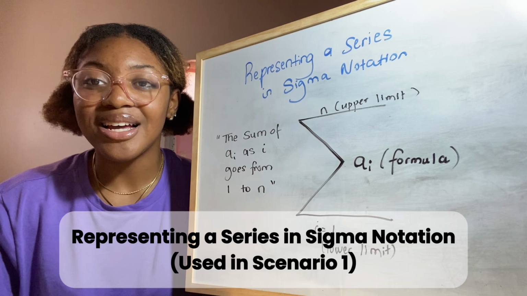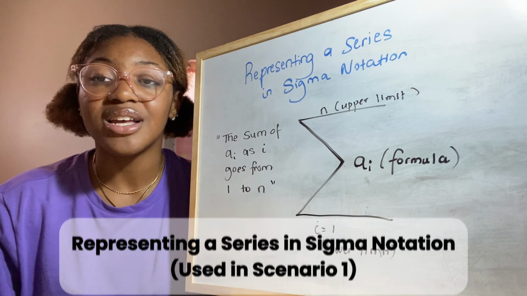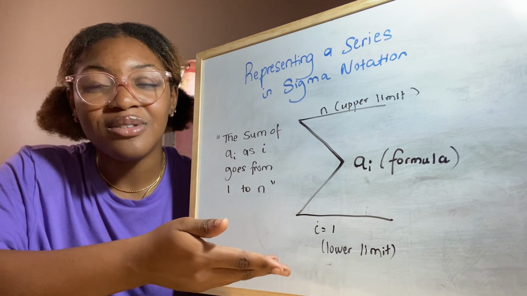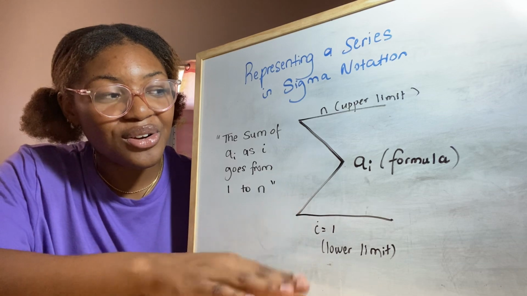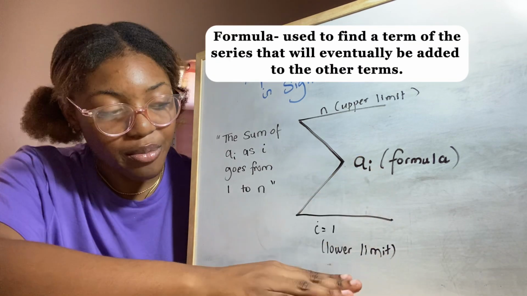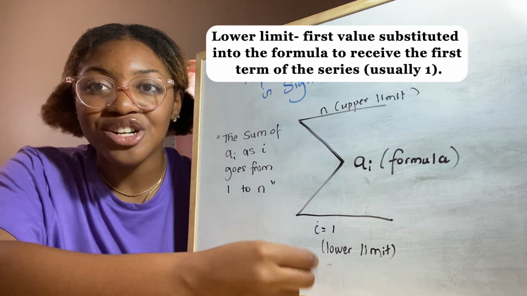Before we get into the examples involving this first scenario, let's have an understanding of how to represent a series in sigma notation. Right here, we'll have our sigma notation. In the middle, you'll notice that we'll have our formula. At the bottom, we would have the lower limit. So that's basically what we're starting with.